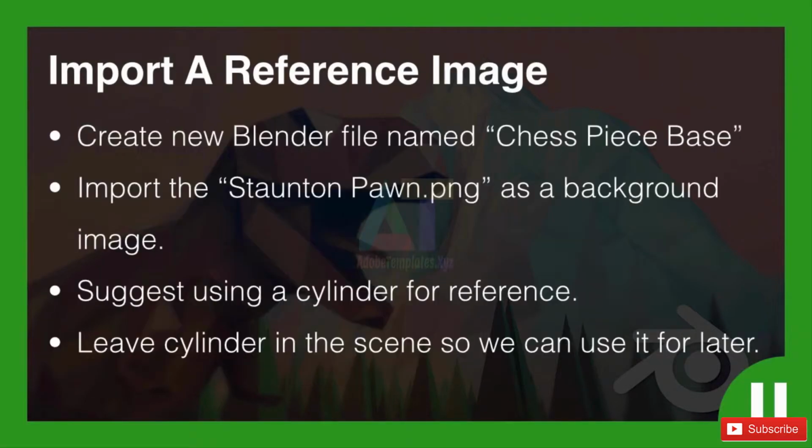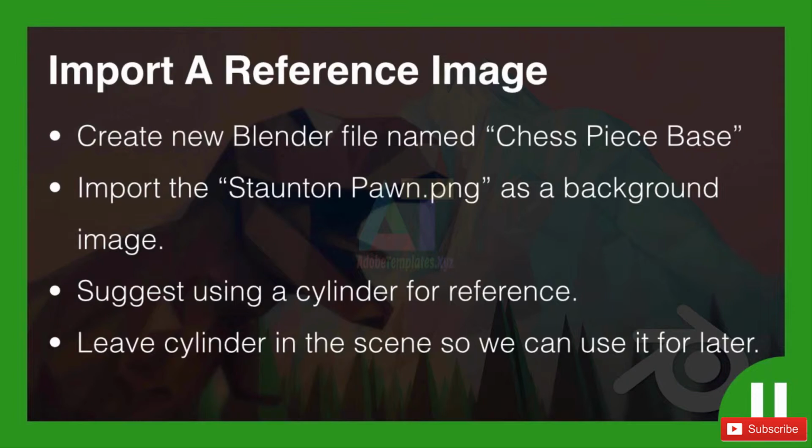Okay, so a challenge for you straight away. I'd like you to import a reference image. So create a new Blender file named chess piece base, because that's what we're going to be working on. If you haven't done already, please download your asset pack and import the stauntonpawn.png as your background image. I do suggest you use a cylinder of the right size for reference. Since the base of the pawn is going to be 3 across, it'll have a radius of 1.5, little hint for you there. And finally, leave the cylinder in the scene, as we're going to use that for block modelling later. Pause the video now and give that a go.